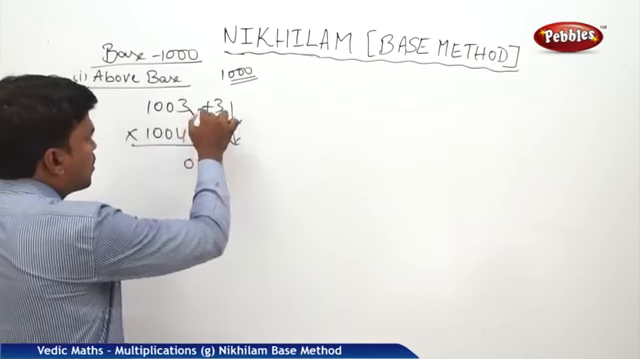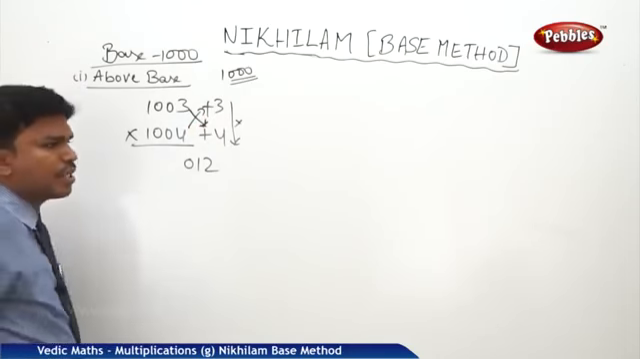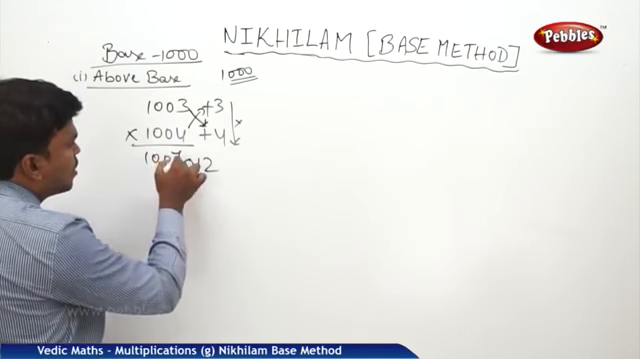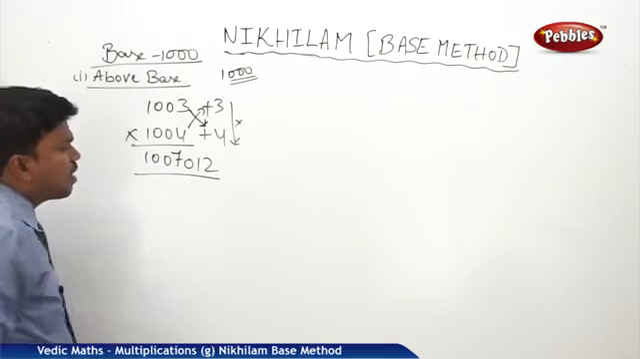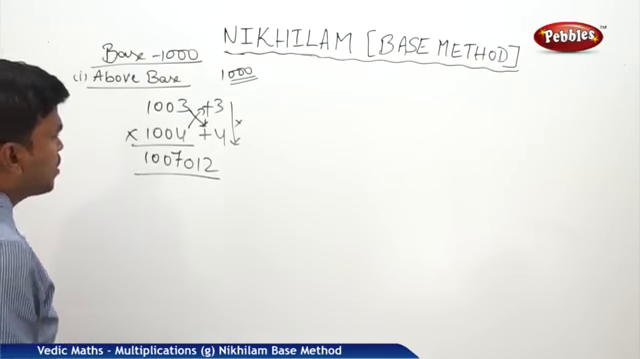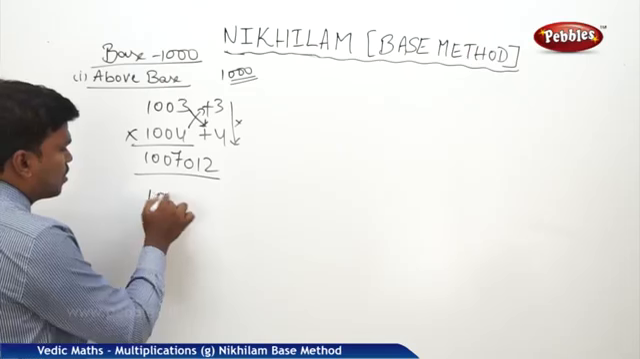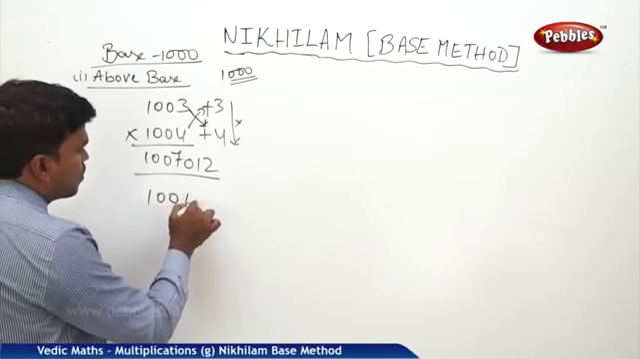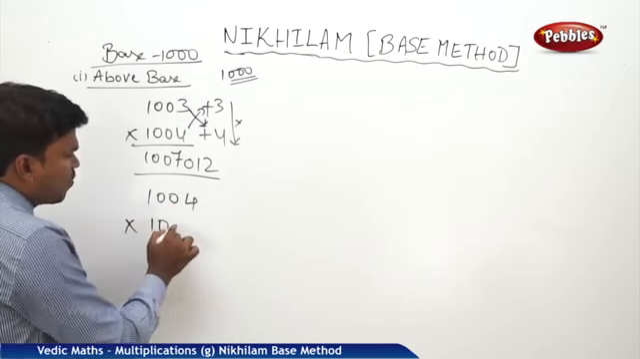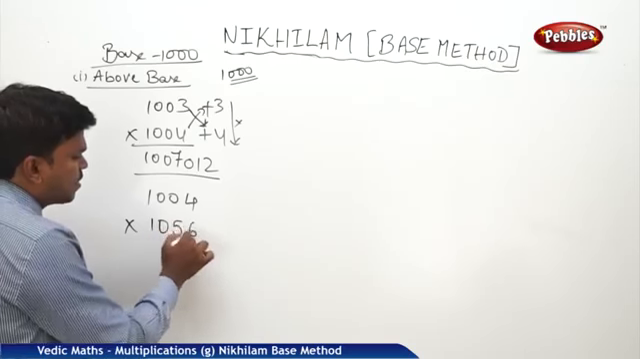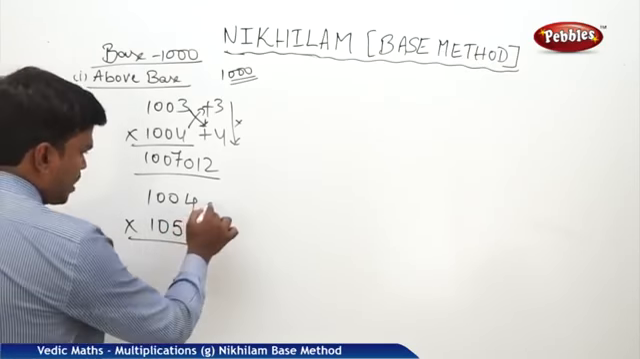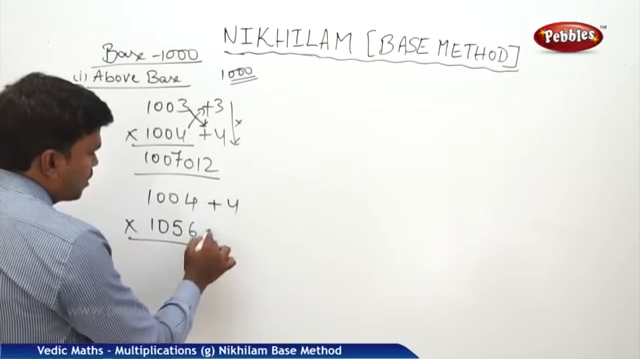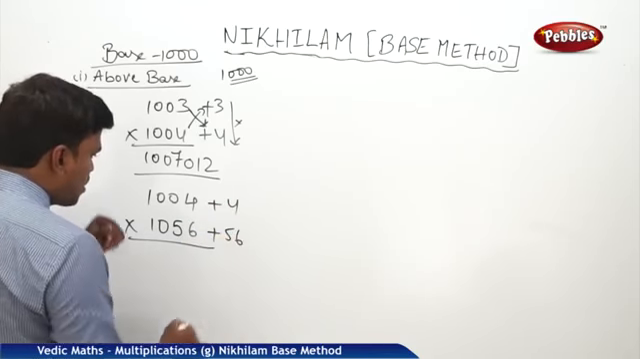Now cross addition. Either of the ways you are going to get the same answer, that is 1007. So my answer is 1007,012. One more example. Suppose 1004 into 1056. I want to multiply. This is plus 4 and this is plus 56.